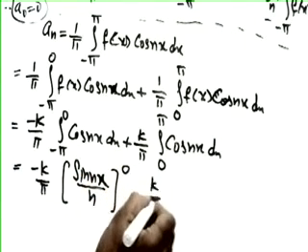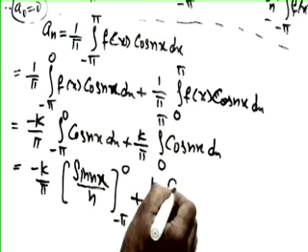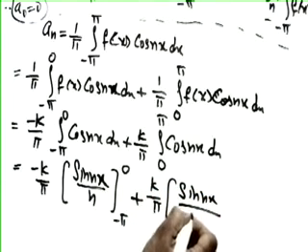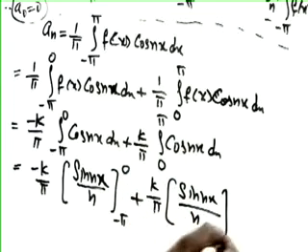Limits are minus pi to 0, plus k by pi. Now again, integration of cos is sine nx divided by n. The coefficient of x should be divided. Here you have 0 to pi.